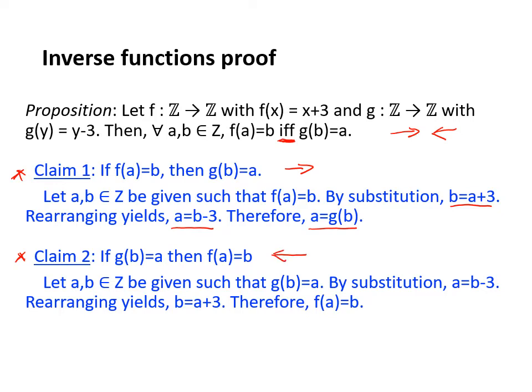So if g of b is equal to a, then f of a is equal to b. So now we are given a and b such that g of b is equal to a. And by substitution into the rule of g, we get that a is equal to b minus 3. When we rearrange that, we get that b is equal to a plus 3, and therefore f of a is equal to b. And this concludes our proof that these two functions are inverses of each other.